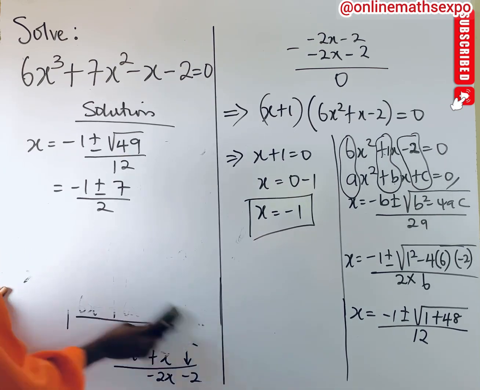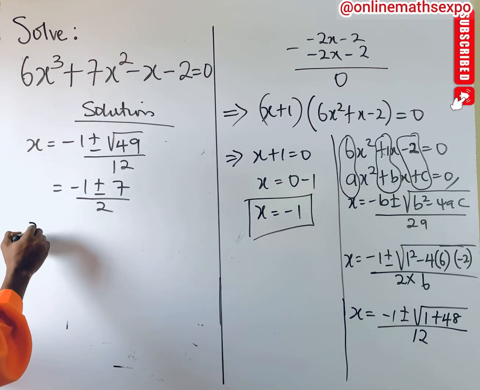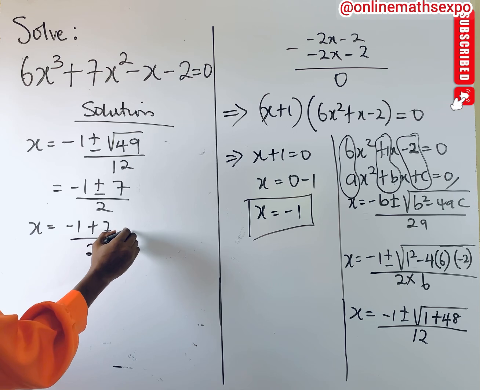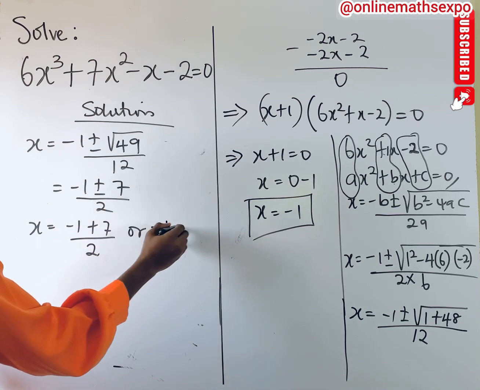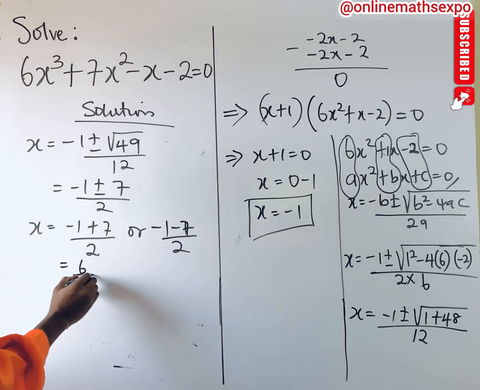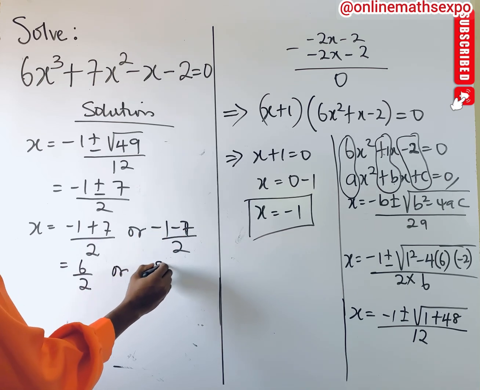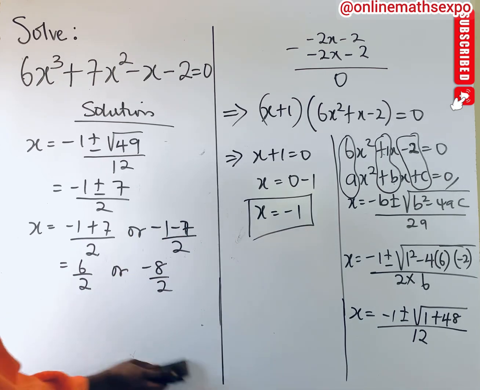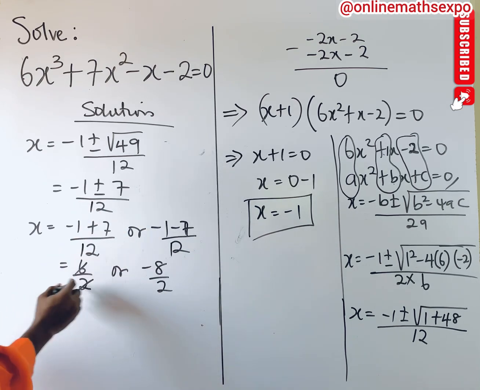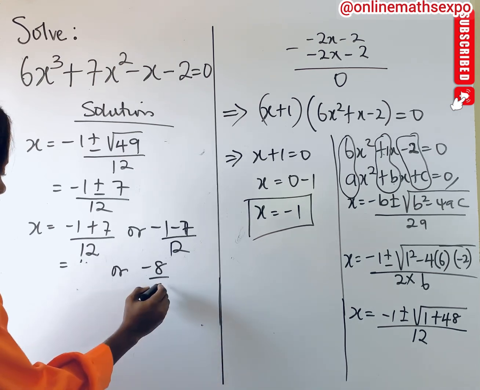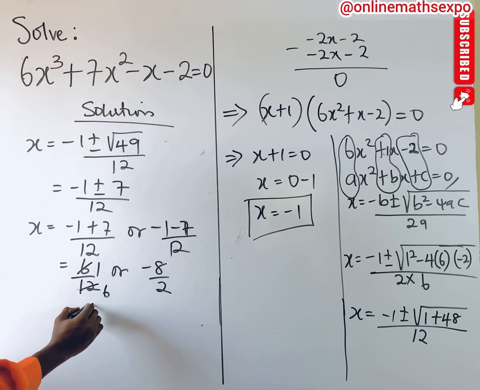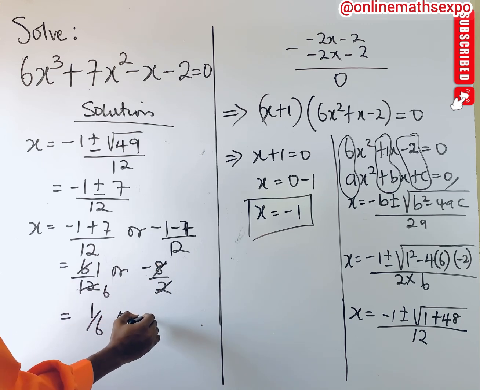So what does it mean now? Let's split these values to have x as negative 1 plus 7, take the positive, over 2, or negative 1 minus 7 all over 2. Add this, it gives you 6, so 6 over 2, or add this, it gives you negative 8 over 2. So what does it mean? Sorry, we have 12 here, not 2. Okay, let's correct it. So what we have here is 6 over 12, which gives us 1 over 2, or negative 8 over 12, which gives us negative 2 over 3.